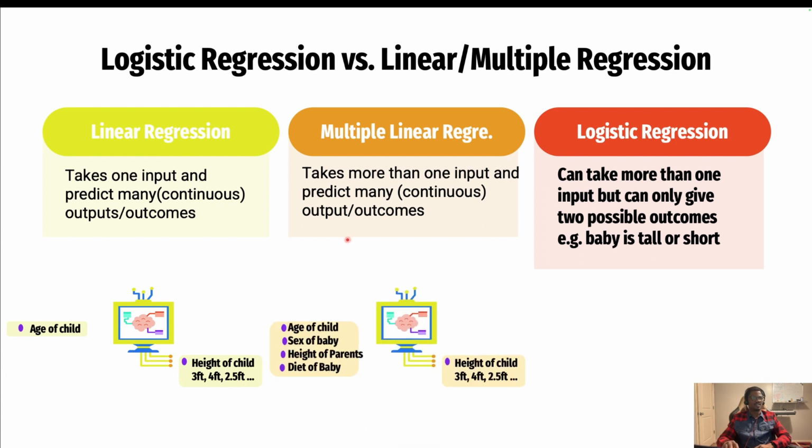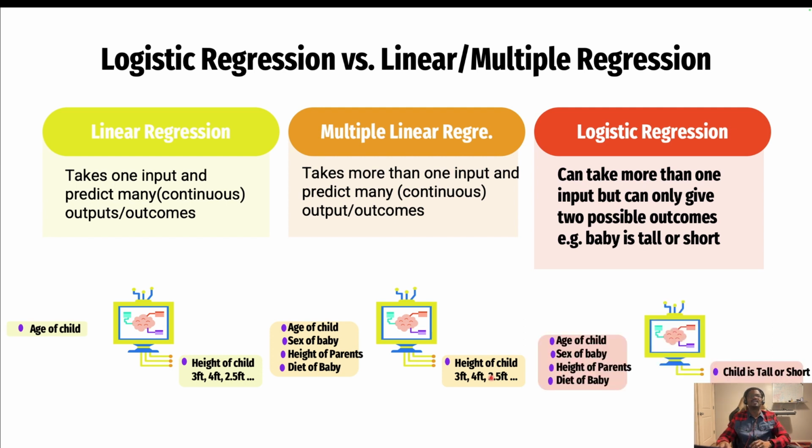For multiple regression, remember we can have multiple inputs, and the output is one, but that output can have different values, right? So you guys follow, right? Then logistic regression can also handle multiple inputs, or one input, or 1 million inputs, it doesn't matter, right? The output is also the height of a child, but it can only tell you if the child is tall or short. That's all. It's binary, it's 2.